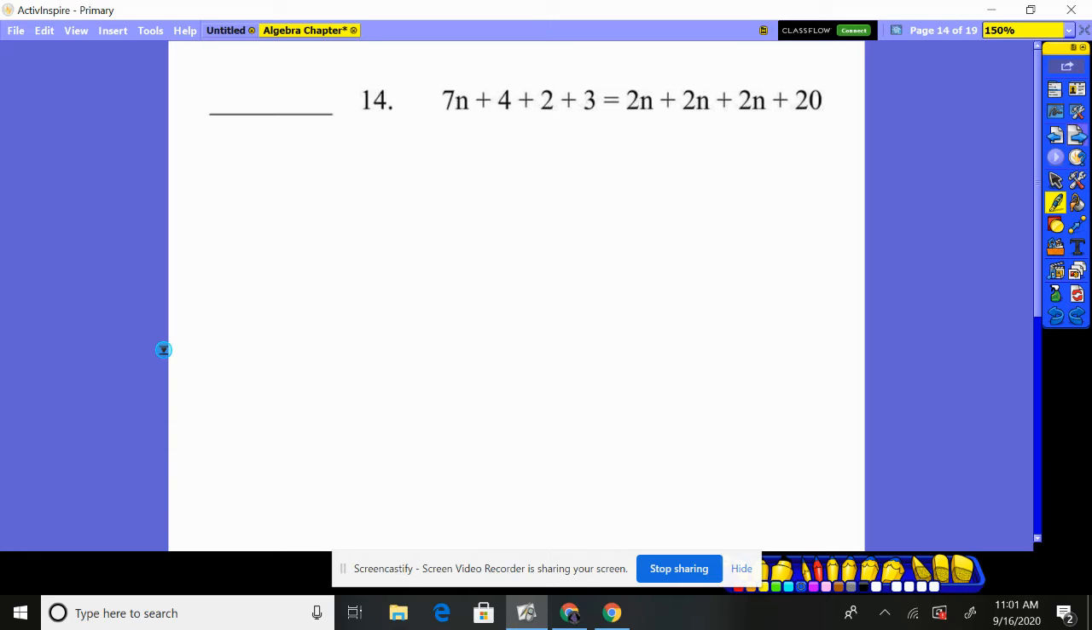Well, my goodness, what do we do here? We have a variable, we have a number, we have a number, we have a number equals a variable, a variable, a variable, and a number.